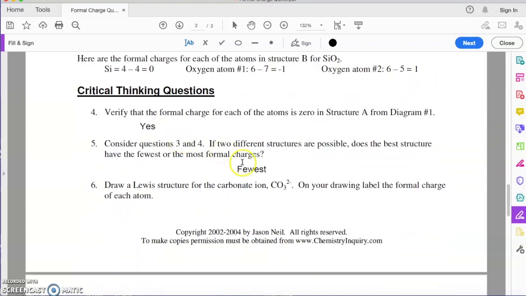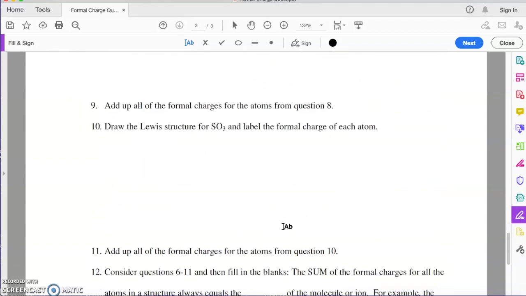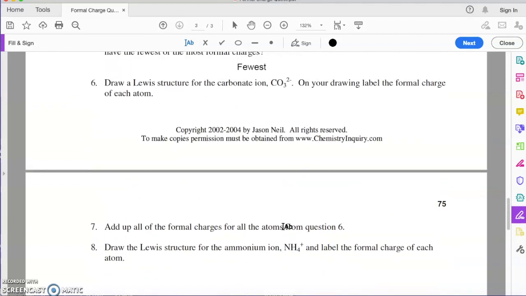Okay? So if 2 different structures are possible, does the best structure have the fewest or most formal charges? Has the fewest. And now we're going to do examples 6, 7, 8, 9, and 10 on the board. Do them now.